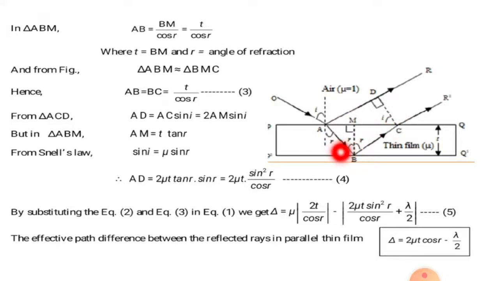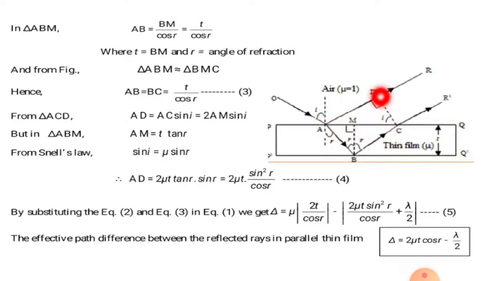Because of this, the angle of refraction will be the same. Hence, AB is equal to BC, which is equal to T by cos R. Next, we can find the value of AD from the triangle ACD.